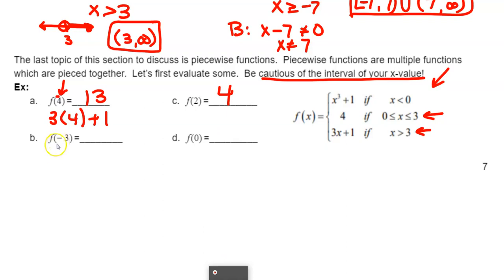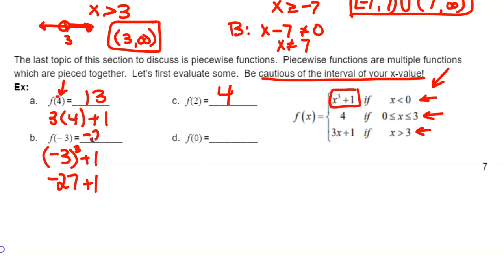Let's go down here to b. Where is negative 3? Negative 3, is that less than 0? Absolutely. So that means I need to use this function piece in order to evaluate f of negative 3. And that rule tells me to take my x value and cube it and then add 1. So therefore, negative 3 times negative 3 times negative 3 is negative 27. Then I want to add 1 to that, which gives me negative 26.